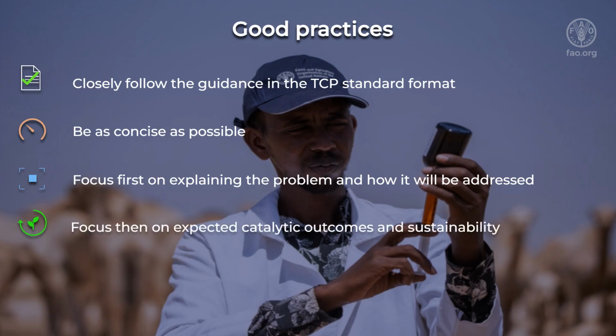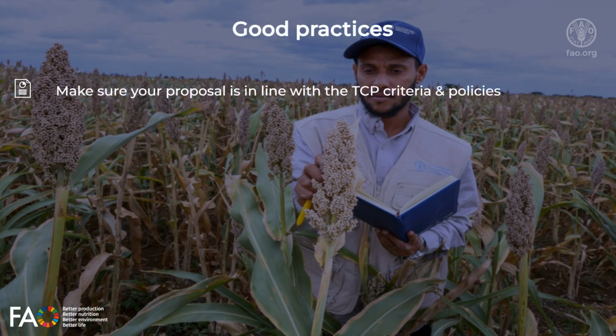Focus then on elaborating how the interventions will catalyze change and sustainable outcomes, such as through donor or government follow-up funding. Make sure your proposal is in line with the policies on input composition. These are explained in detail in the TCP manual. Avoid being over-ambitious in the design of the proposed activities and closely consider feasibility and sustainability in the context the TCP is operating in. Allow for sufficient time and flexibility to accommodate for potential delays in implementation.